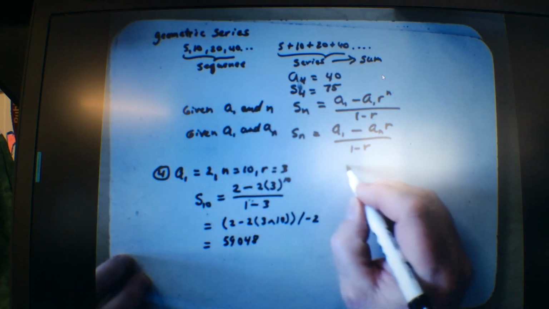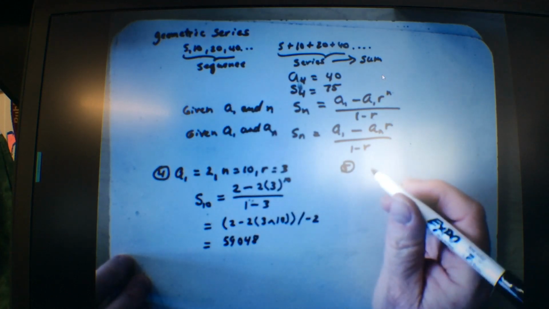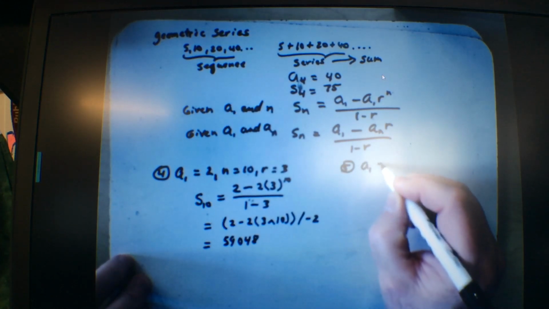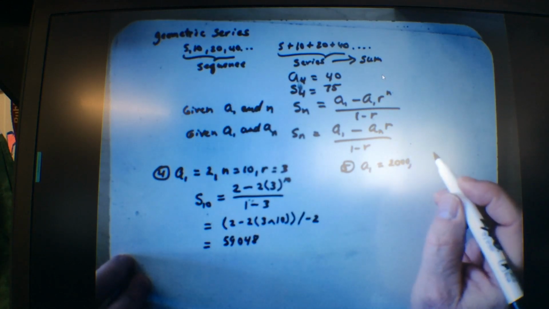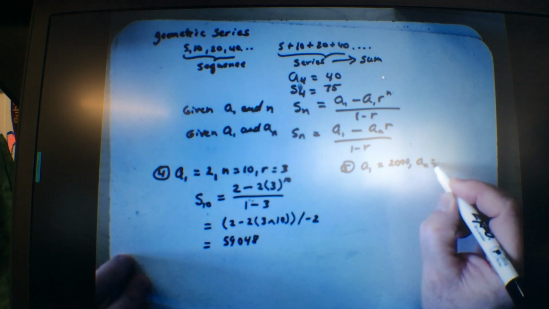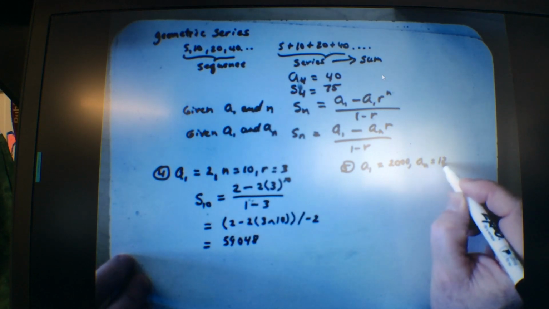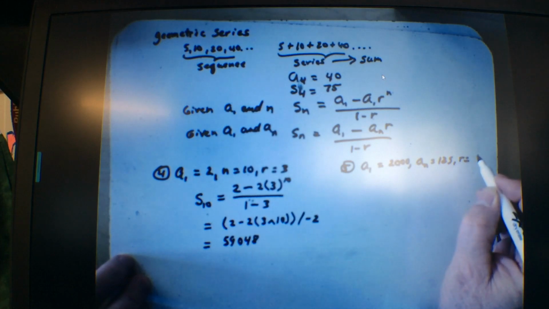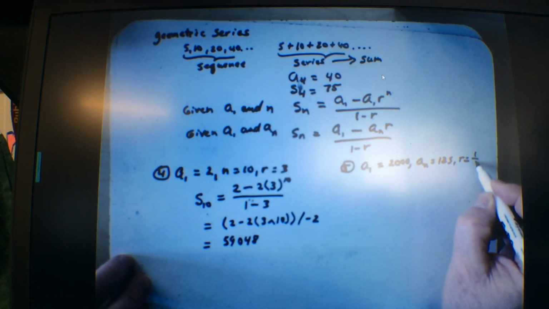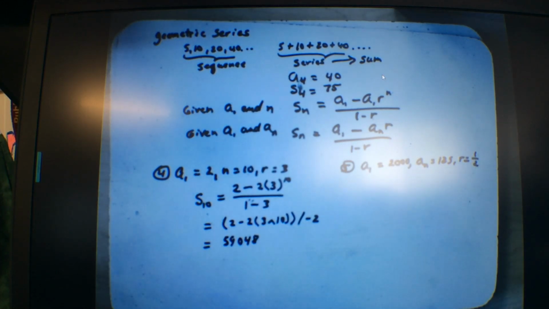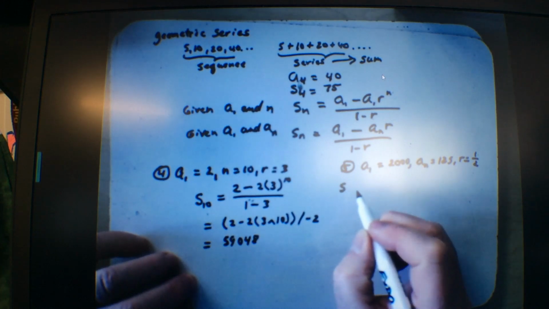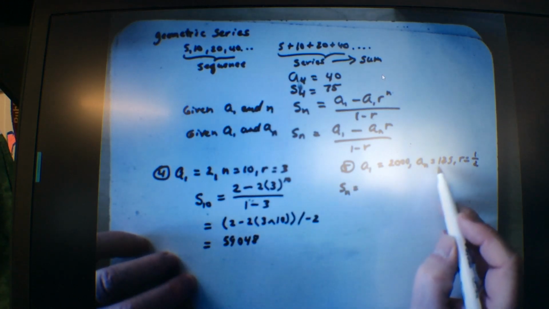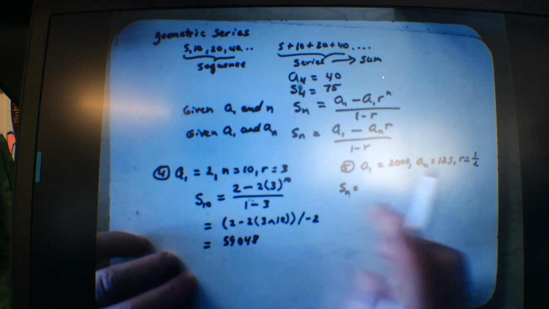Okay, now let's do this one, number 5. A sub 1 equals 2,000. A sub n equals 125. And r equals 1/2. You can also use 0.5, correct? Which formula am I going to use? The second one. I do not know what n is, do I? No. Okay, so it's S of n.